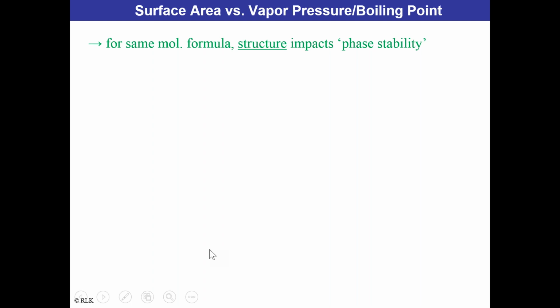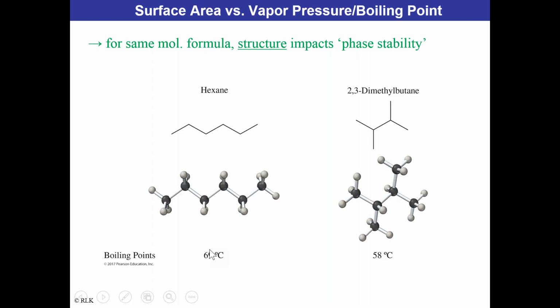Now, for the same molecular formula, the structure impacts the phase stability. So this is pretty interesting, right? If you have 2 molecules, here I show you hexane, the straight chain on the left, and then you have the branched 2,3-dimethylbutane. It also has 6 carbons, but they're arranged differently, right? So these are isomers of one another, as you guys are already very much familiar with.